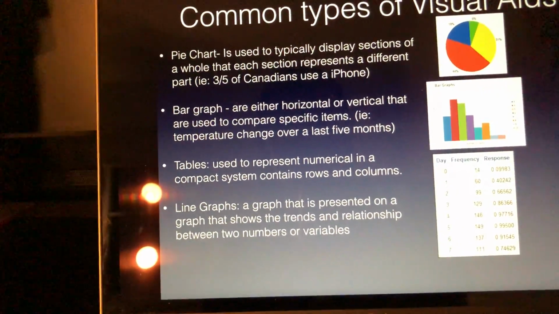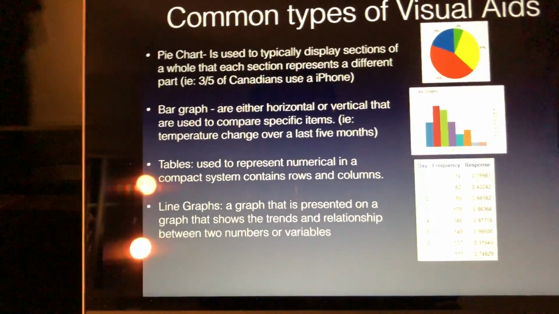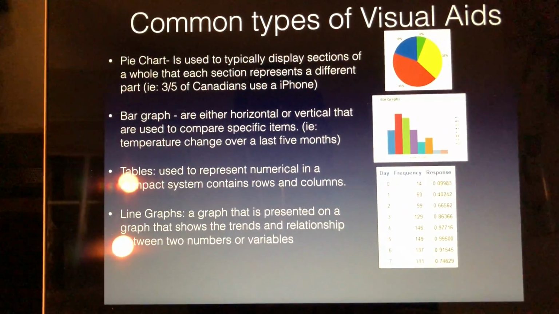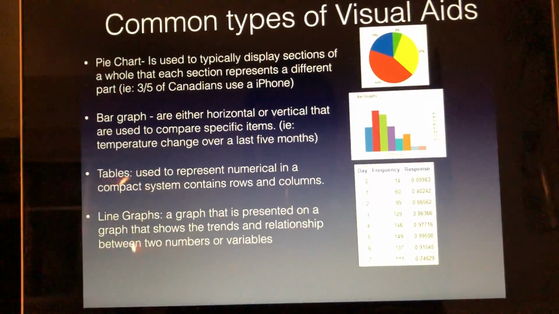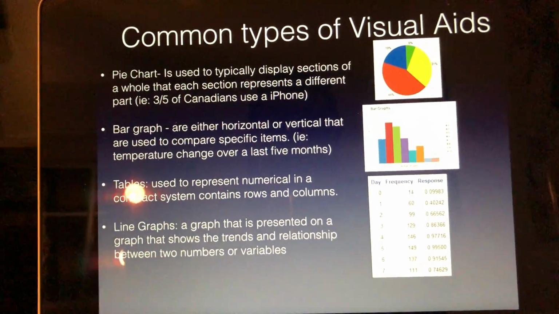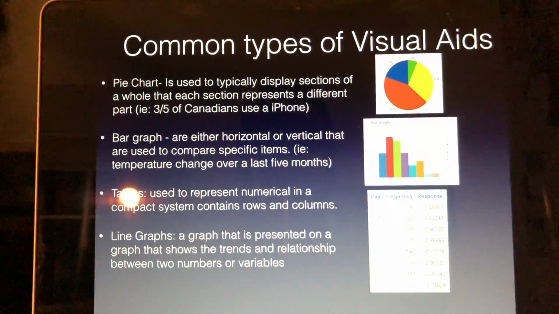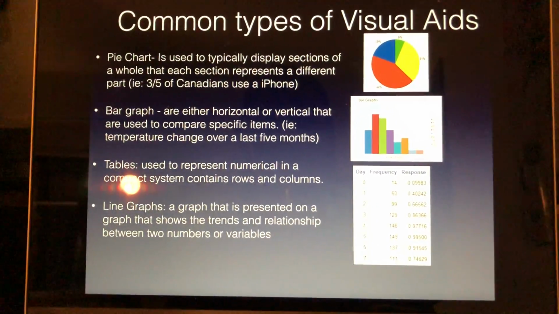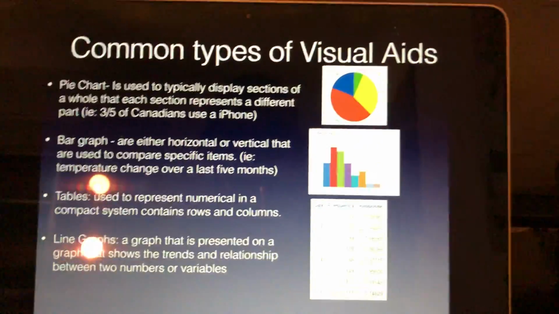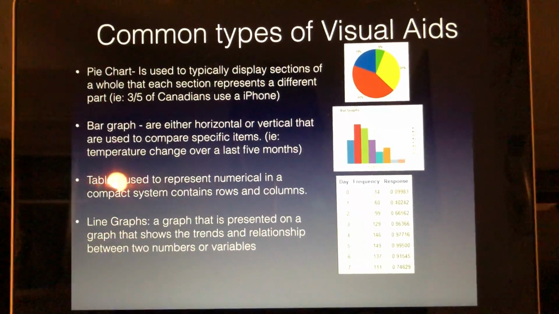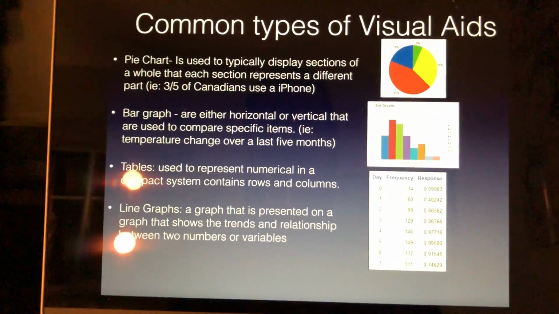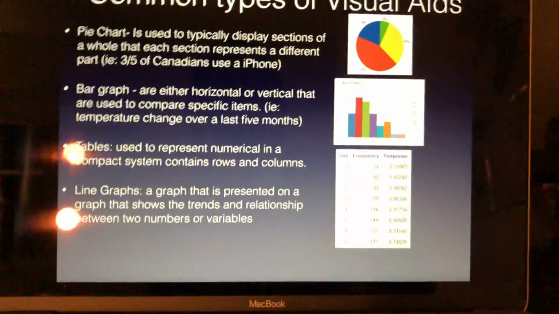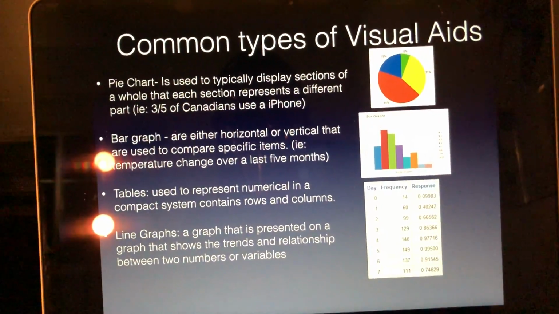The last and final type of visual aid that is most commonly used is a line graph. Line graphs are very similar to a bar graph in that they are used to look at change over time, but they're presented in a different manner. Typically they're looked at on a graph sheet, and they're meant to show trends and relationships between two different numbers or variables. An example of this is looking at a decrease in sales or an increase in labor, and asking, with sales going down, how much is labor going up?